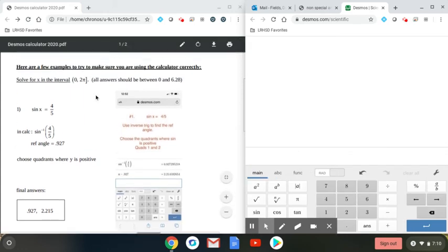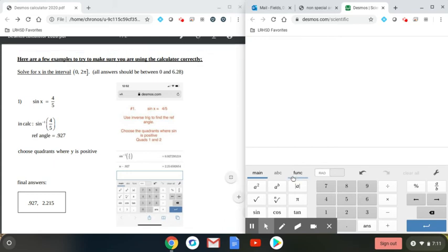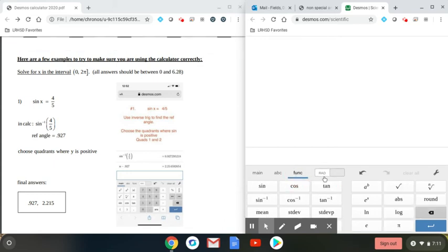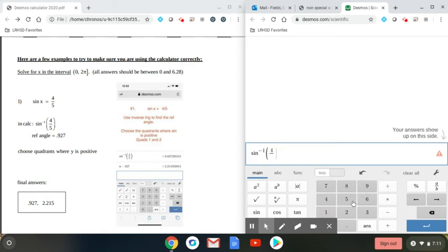For our first example, we have sine of x is equal to 4/5. We know 4/5 obviously doesn't correspond to a special angle at all. So the first thing we have to do is use our inverse trig to find our reference angle. If I go over to my calculator on the right side, I make sure I'm in radians, which I am. I want the inverse of sine, and then I type in 4 divided by 5.